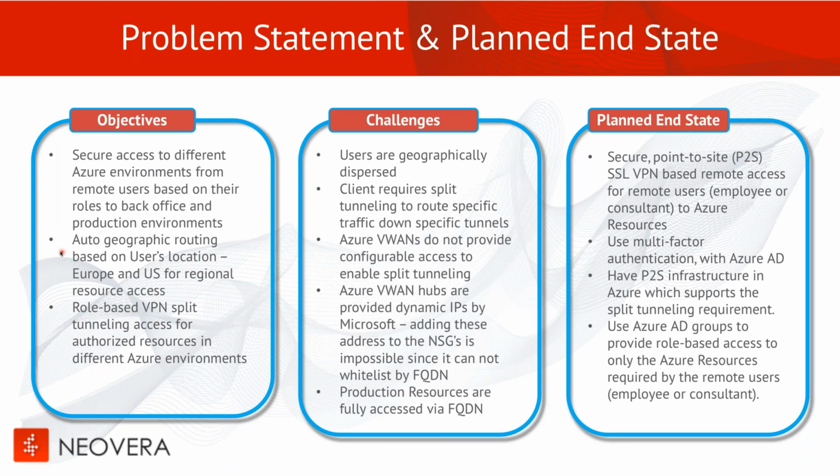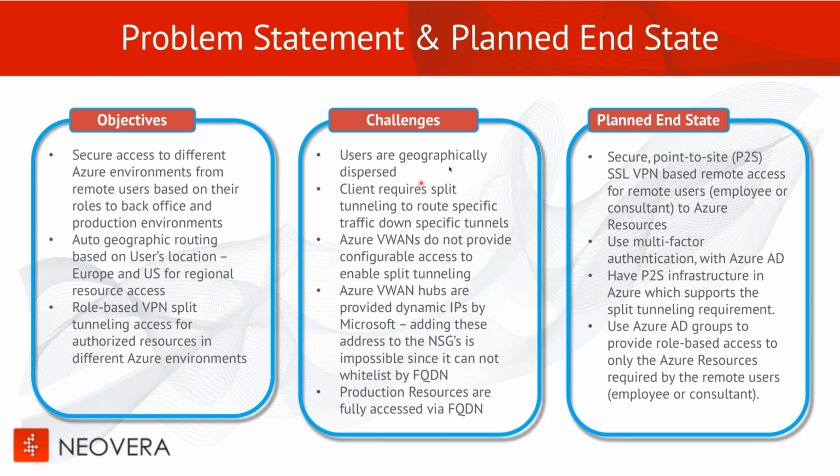The other thing is, since they're in Europe and North America, and actually they're global, a lot of the resources we want to make auto-geographically routed to the right resource. And we'll see in the diagrams later on how we accomplish that. We also want to route them based on their role. Are they employees? Are they contractors? Based on that, they will route them through a particular VPN tunnel. And that was the more difficult part of how to do this, because of some of the limitations within Microsoft Azure. We'll go into that in a minute.